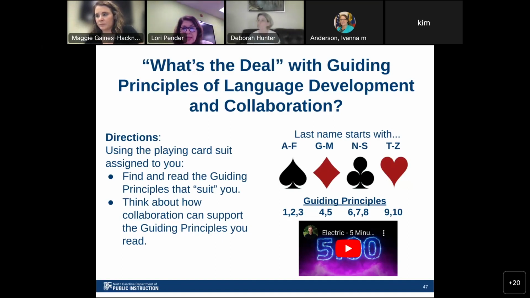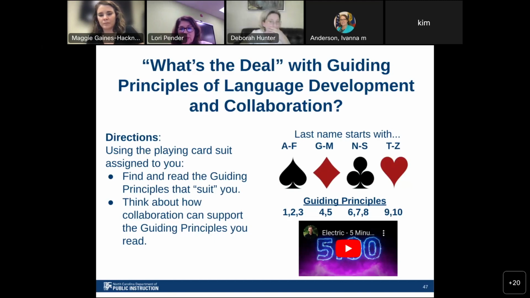So, but you can click on the slide here as well and see it. But just quickly, last name. If your last name starts with A through F, then just drop down past that spade, and you'll see you're going to read guiding principles 1, 2, and 3.